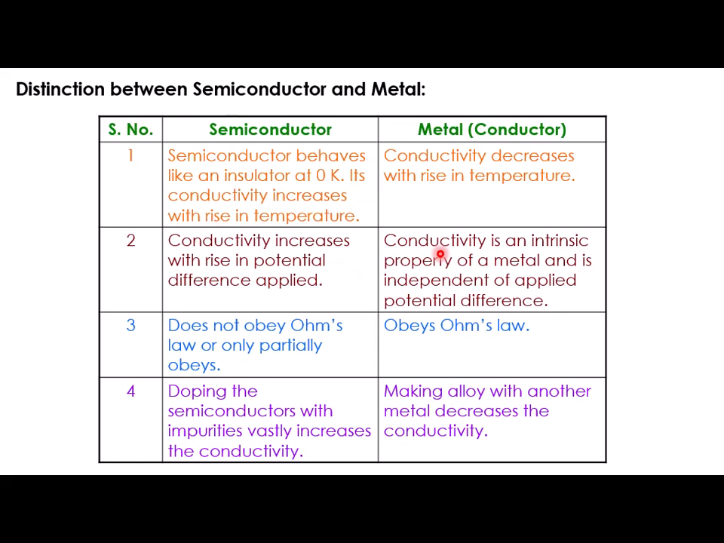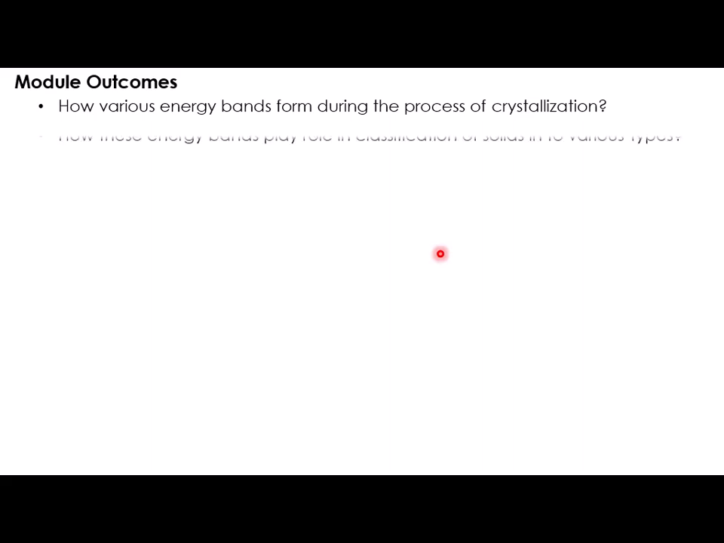Now we came to an end of this module 1. Before concluding, let's discuss the outcomes. What outcomes you got? After learning this entire module, you are now able to answer how various energy bands form during the process of crystallization. Second, you will be able to answer how these energy bands play a role in classification of solids into various types like insulator, conductor, semiconductor.